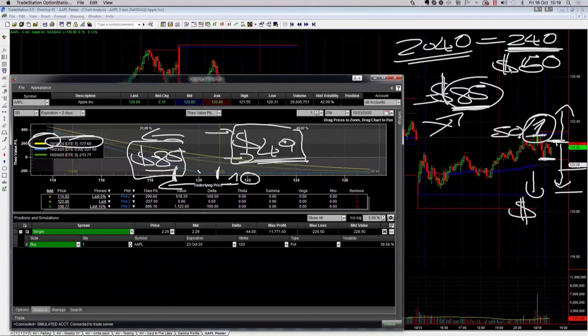Let me pause there once again for dramatic effect. My risk is 50. My reward is 85. My risk is 50. Perfect. That's it. So options aren't scary. Day trading doesn't have to be scary. It doesn't have to be time consuming.